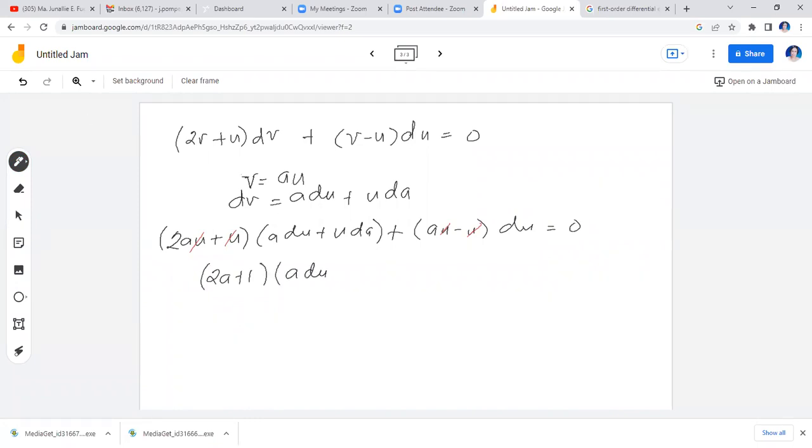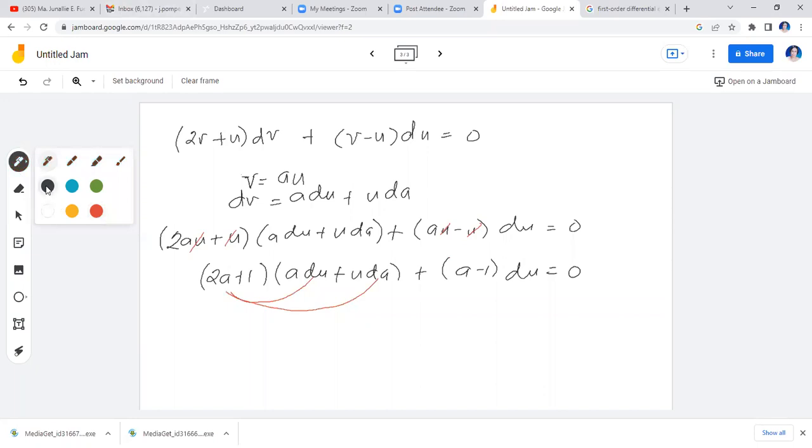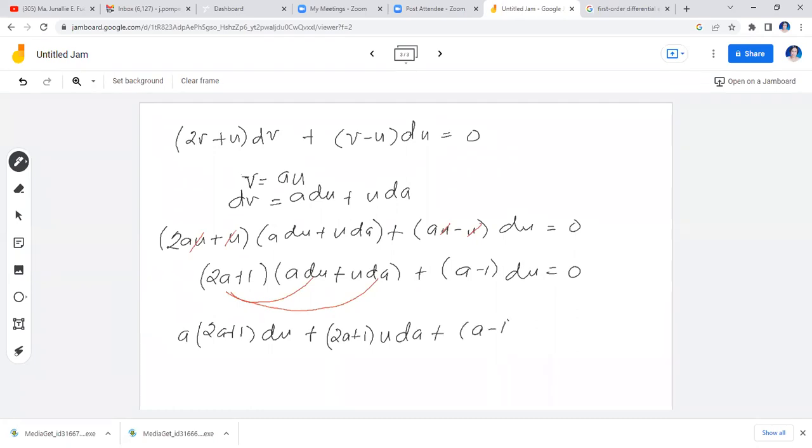a du plus u dA, plus you have here a minus 1. Then we use the FOIL method of algebra. So this one multiplied here and here. Okay, so in that case, you will have now 2a plus 1 multiplied by this a du, plus 2a plus 1 multiplied by u dA, plus the quantity a minus 1.